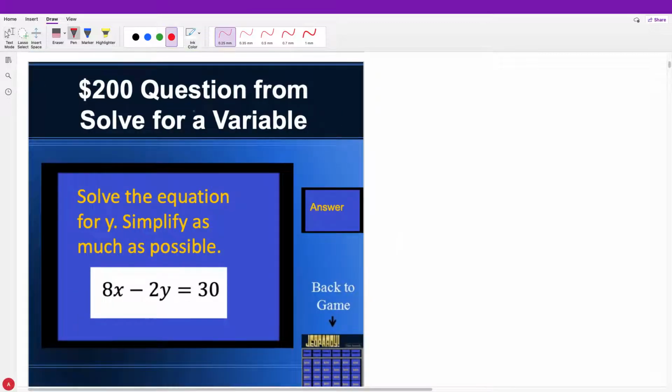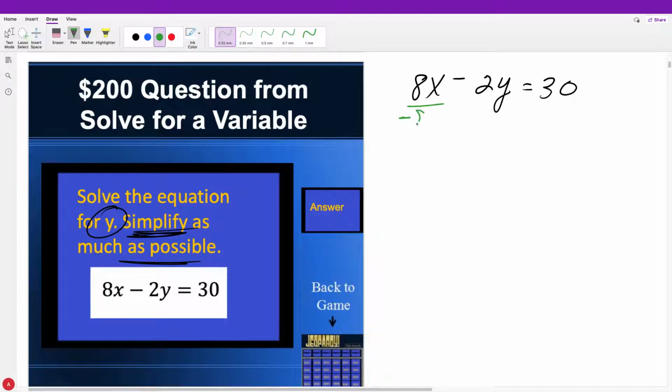All right, so when you're solving for a variable, the first thing we need to do is see what variable they want us to isolate. It says 8x minus 2y is equal to 30, and to solve for y and simplify as much as possible. To get y by itself, right now this 8x is being added to it, so I need to subtract 8x to move it to the other side. So I get minus 2y is equal to negative 8x plus 30.